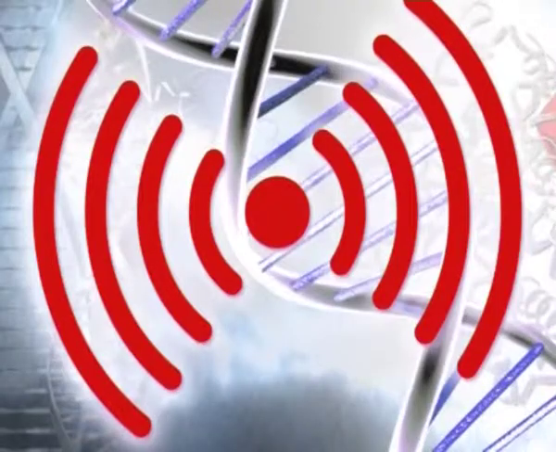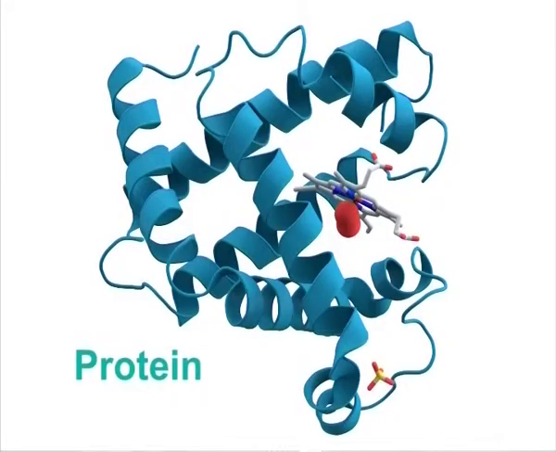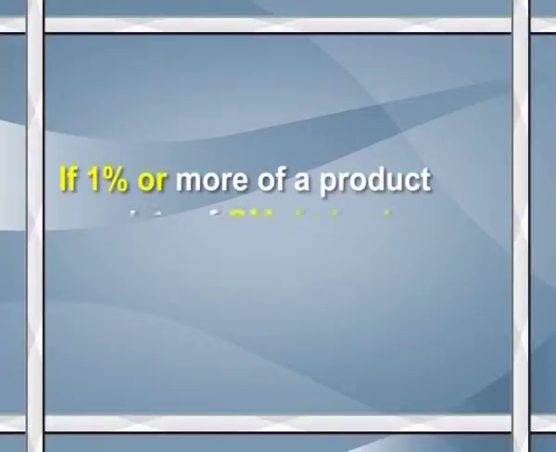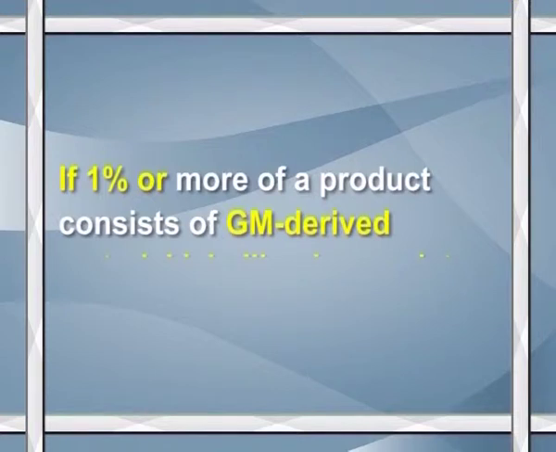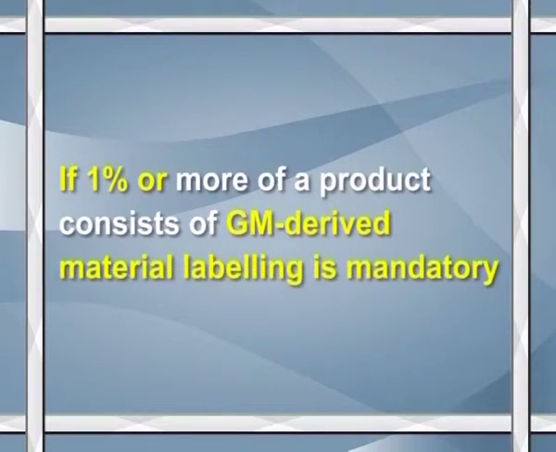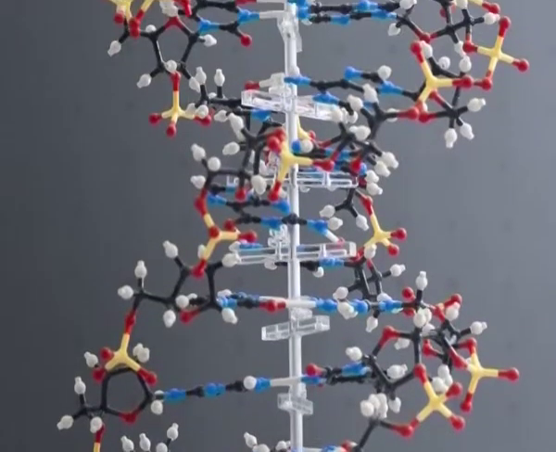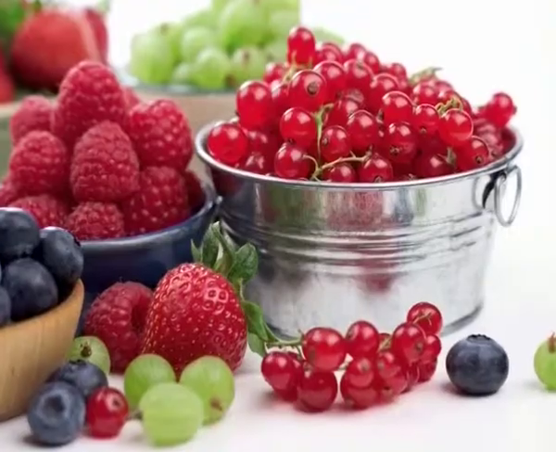to be used on food packaging. For labeling to be required, however, novel DNA and/or protein must be present in the food. If 1% or more of a product consists of GM-derived material, labeling is mandatory. In theory, modern methods allow even a single DNA molecule to be detected, so it is quite possible to detect GM material in fresh and processed food.